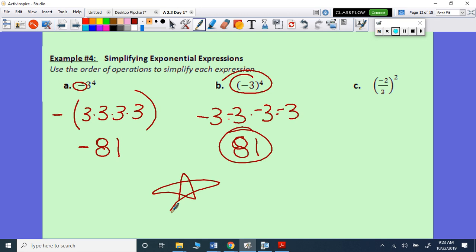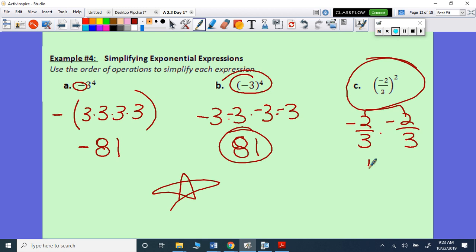Okay? Wait, I didn't finish. I'm not doing anything. I didn't finish. Okay. How many times does it tell me to write -2/3 for that one? Because it's in parentheses, Dakota, with the exponent, 2. If the negative's in the parentheses, you write that how many times your exponent tells you. What's a negative times a negative? Anybody? Oh, it's a positive. Yep, so positive, and it's a 2 times 2 over 3 times 3.